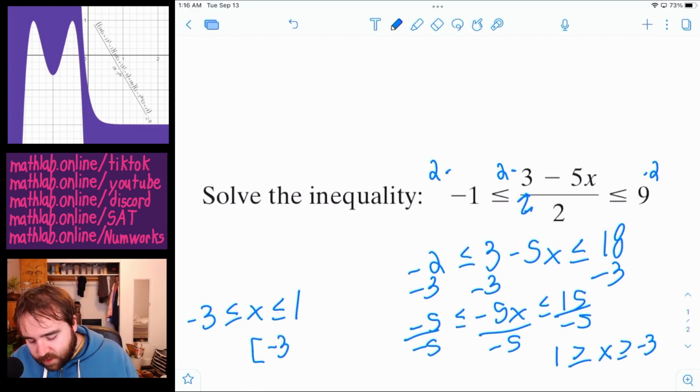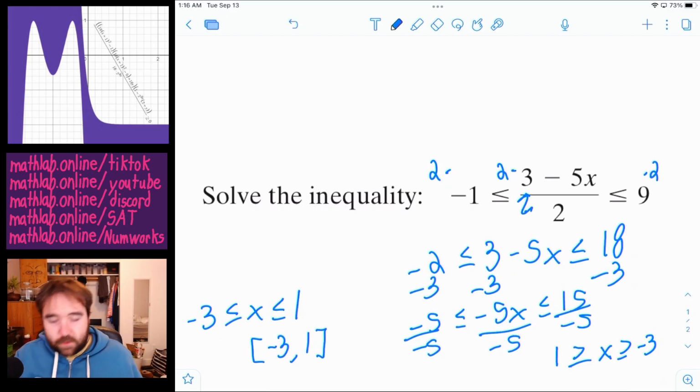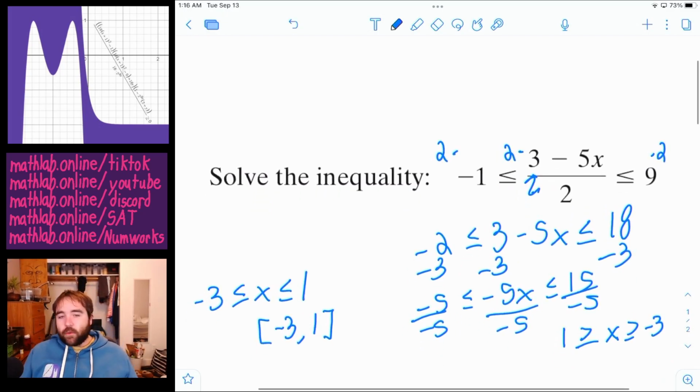Pop it into interval notation, because that's normally how you want your answers. And there you go. See how it works just like an equation. You just do everything to every side. The only difference is that when you're multiplying or dividing by a negative, you've got to flip the sign around.